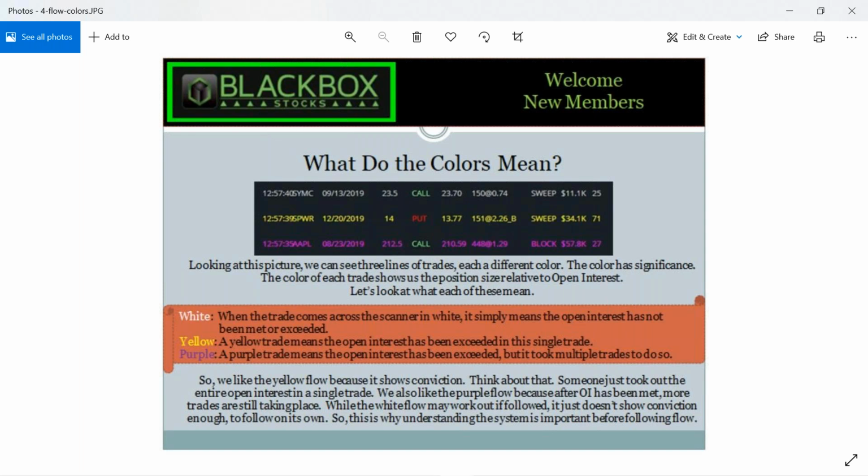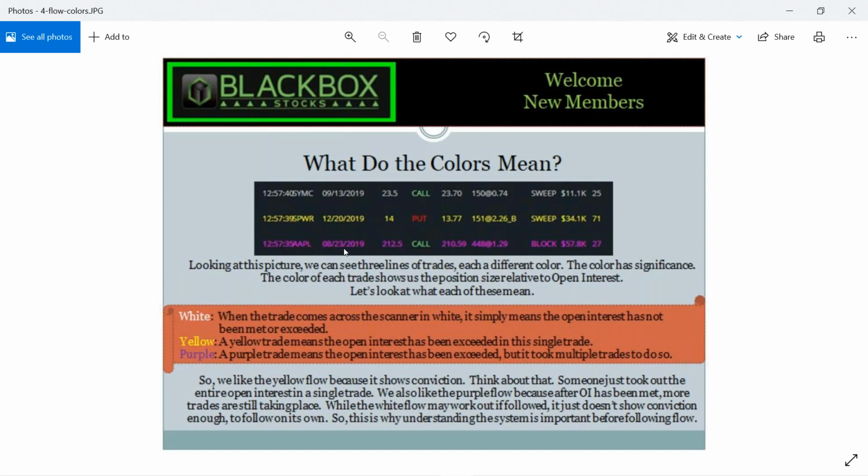What we need is all the pieces of the puzzle. So this piece is telling me where, in relation to open interest, the volume for this day has been. When you see flow that's white like this one, SYMC at the top here, what is that telling me? That's telling me the volume on this contract, the day I took this screenshot, has not exceeded the open interest.